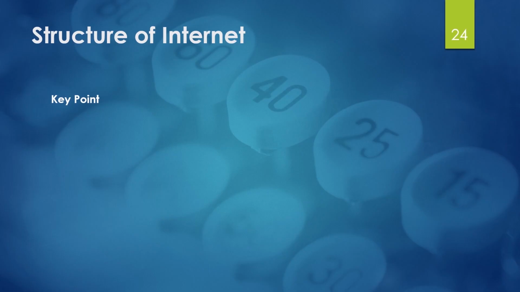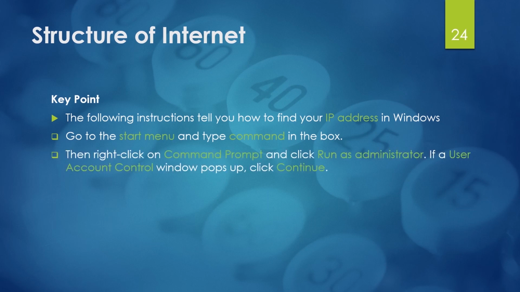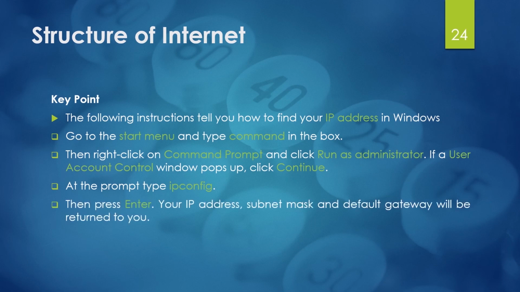So here are some key points on how you can find your IP address by using Windows OS. So you go to the Start menu and type command in the box. Then right-click on the command prompt and click Run as Administrator. If a User Account Control window pops up, click Continue. At the prompt, now you type ipconfig. Then press Enter. Your IP address, subnet mask, and default gateway will be returned to you.